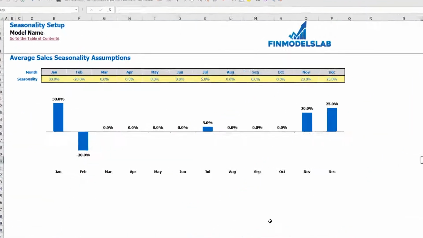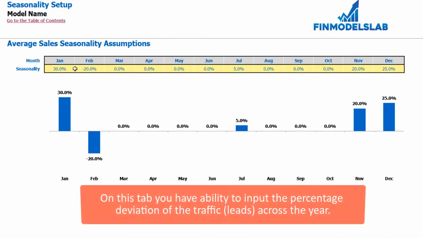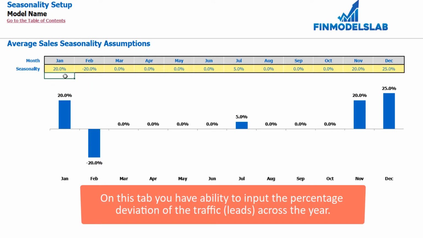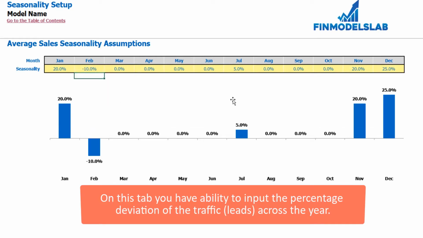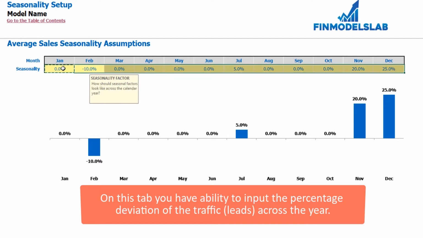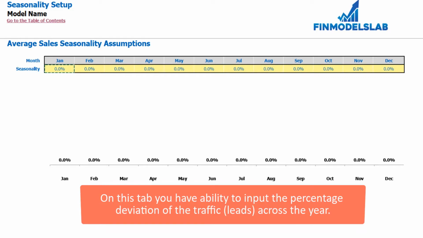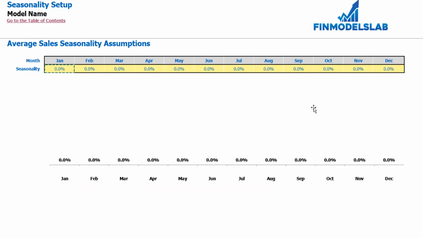Also you are able to set up the seasonality of your sales. For example, if in January you have 20% seasonality, this means that your average annual sale will be impacted by 120%. And if in February it will be minus 10%, then you will multiply your average monthly sale across the year by 90%. If you don't need any seasonality, you can just zero out this set of assumptions, and you will not have any assumptions for the seasonality within the model.